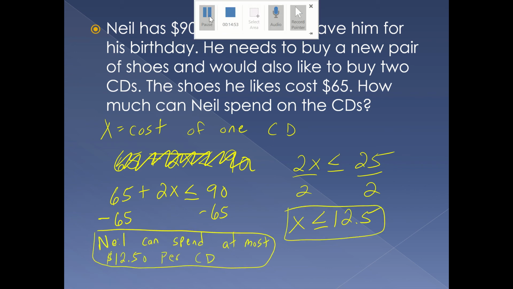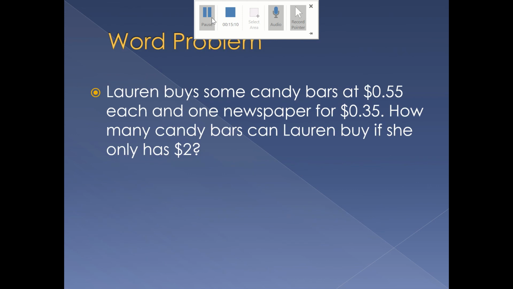All right, so my sentence is something like Neil can spend at most $12.50 per CD. So if you said Neil spends less than or equal to $25 on CDs, that would be okay too. I would take that. All right, try this one out. Hopefully you have the hang of it by now.